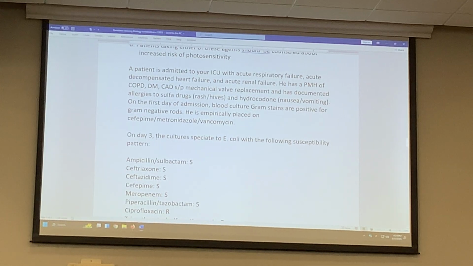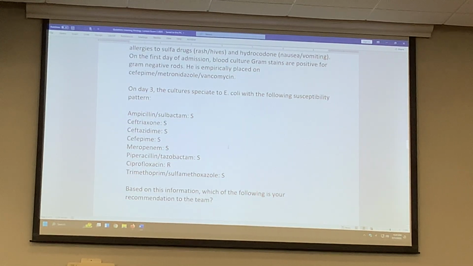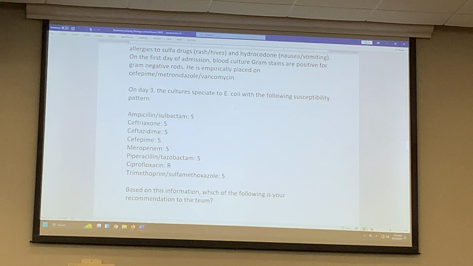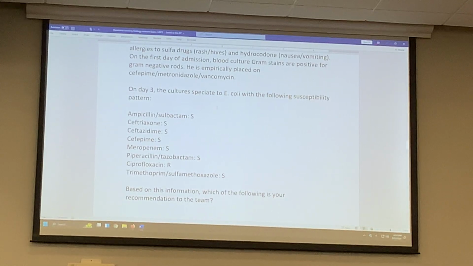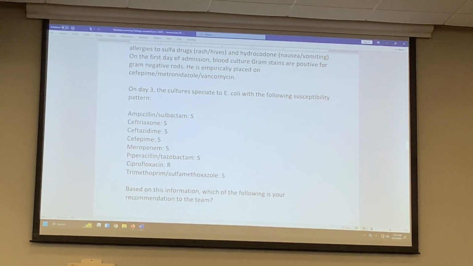On day 3, the culture speciated to E. coli with these susceptibilities. So here's susceptibility here, E. coli. That's what they found. All right, and so, question.